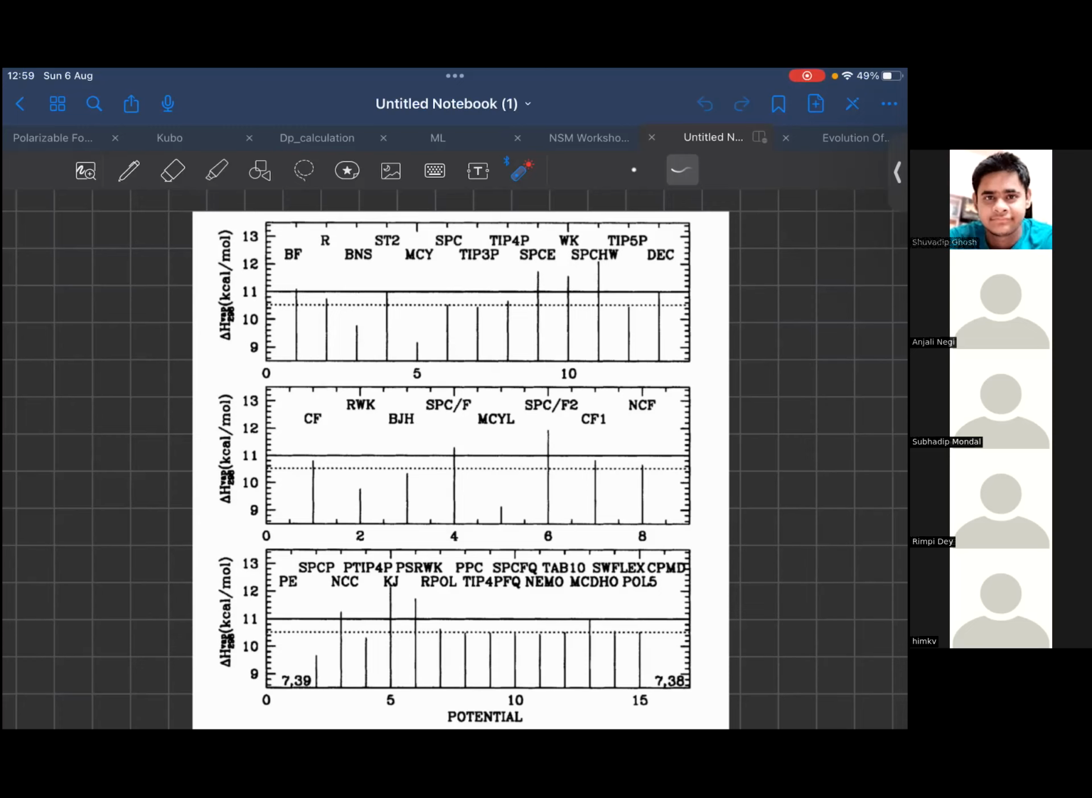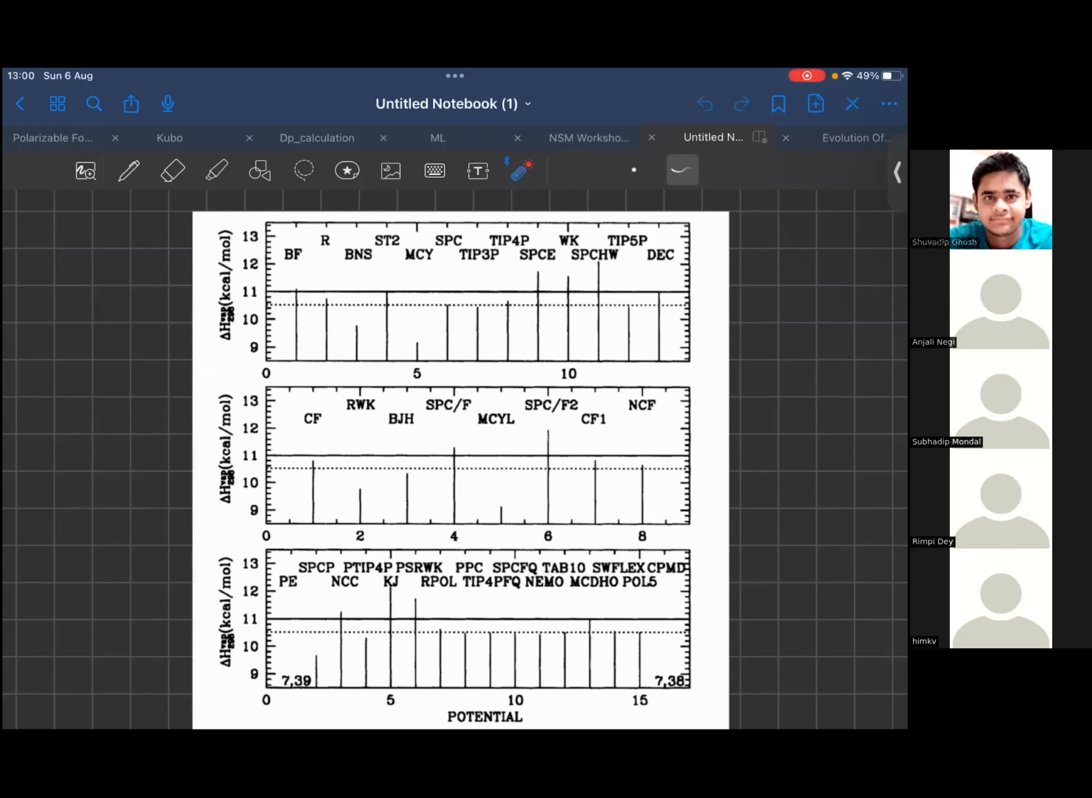So some hypothetical classical water they have assumed, and they have estimated the heat of vaporization of that classical water, which comes around 11 kilocalories per mole, and these values are set as a benchmark to validate all the simulation results. Okay.